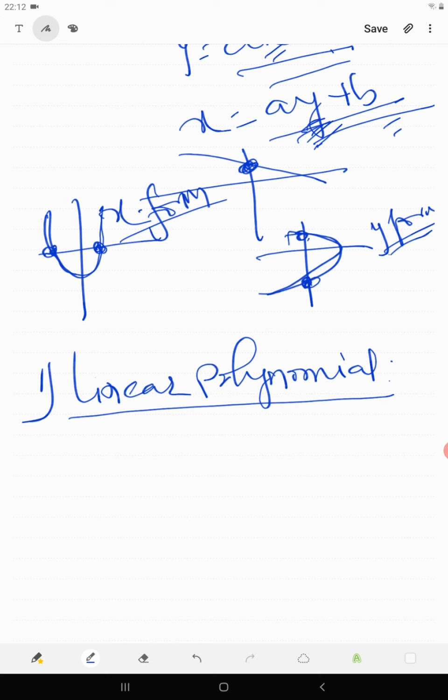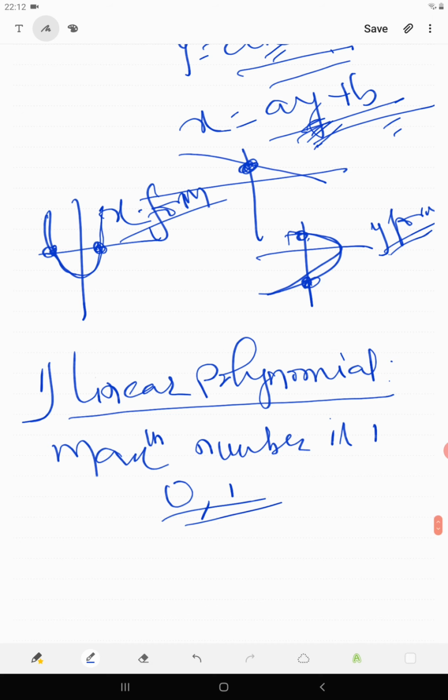That is 1. The maximum number is 1. Why? It can be 0 or 1, nothing else. So the maximum number of 0 will be 1. As simple, 0 or root, both. The maximum number of 0 for a linear polynomial is 1. So it can have value 0 and 1.